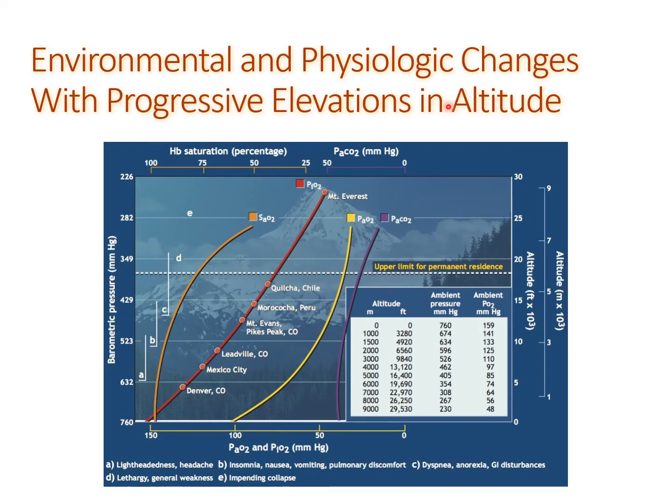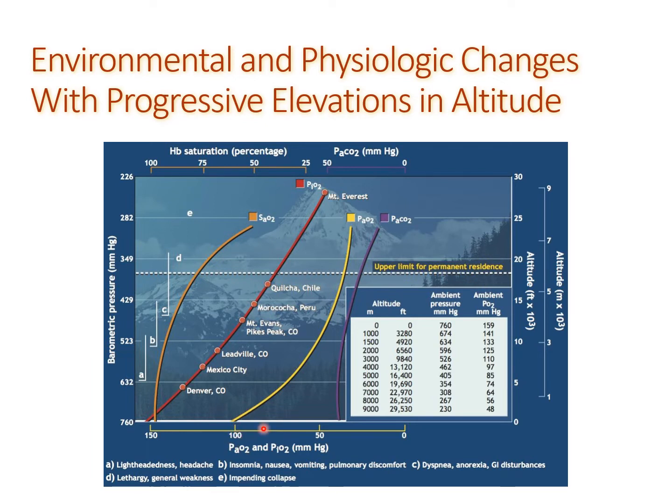So here's a graph that shows the physiological changes with increase in altitude. On the red line, we see all these different cities. And then we have Mount Everest way at the top, which is obviously the highest point. And then we have this pressure of oxygen in the arteries, so this PaO2. We're going to focus on that a little bit more because it shows that with increased elevation and altitude it's much harder to keep this towards 100%.